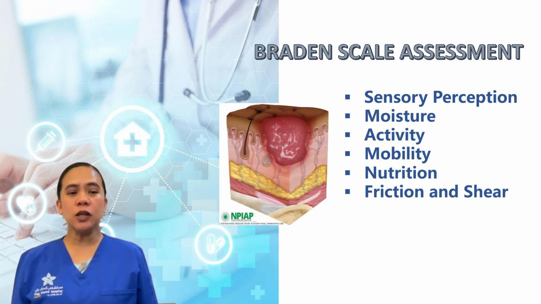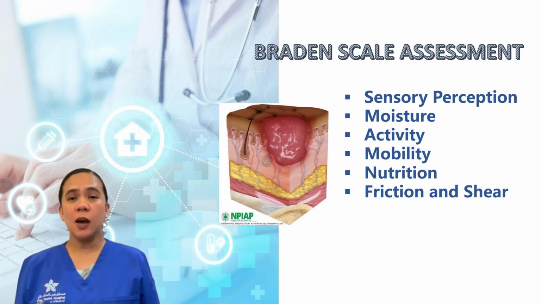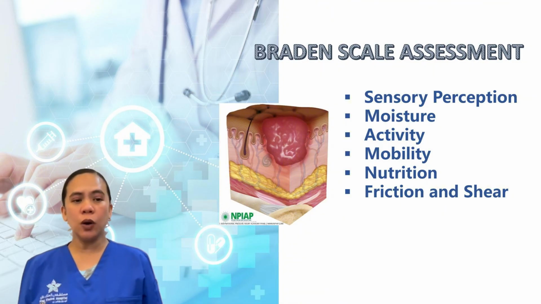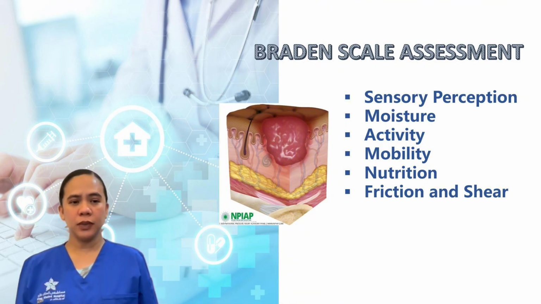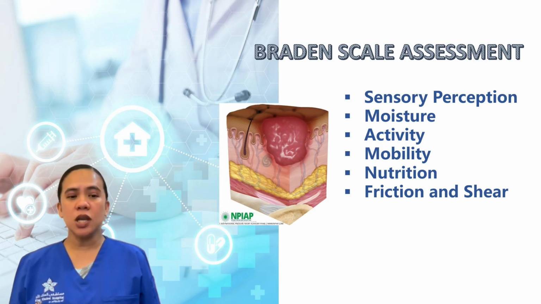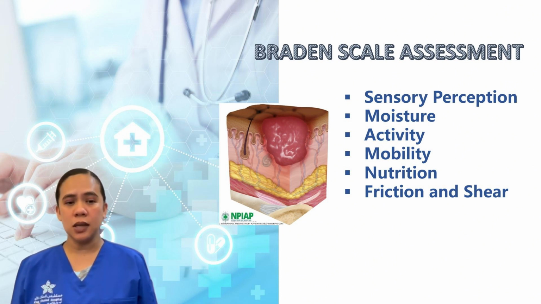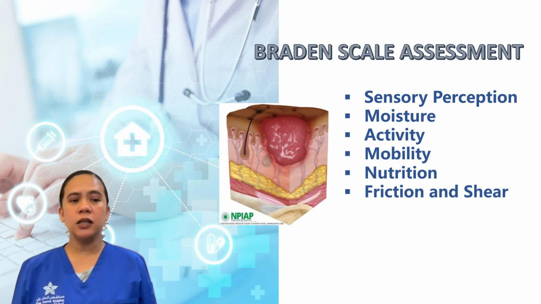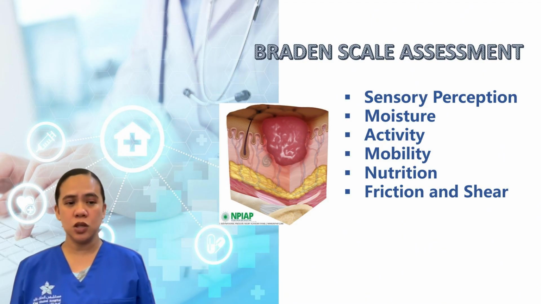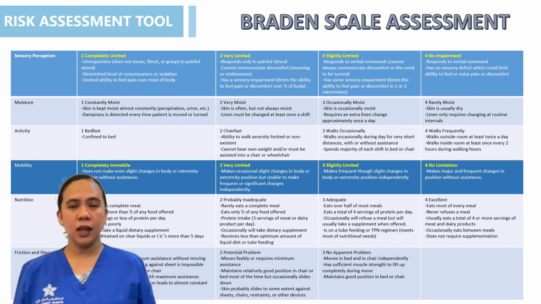Activity refers to the patient's level of physical activity. Someone who is bedbound or chair-bound will score lower and be at greater risk. Mobility is the ability to change and control body position. Limited mobility leads to prolonged pressure in certain areas. Nutrition reflects the patient's usual food intake. Poor nutrition slows healing and increases vulnerability to skin damage. And friction and shear is related to the movement that can cause skin tear or slide, such as when a patient slides down in bed.